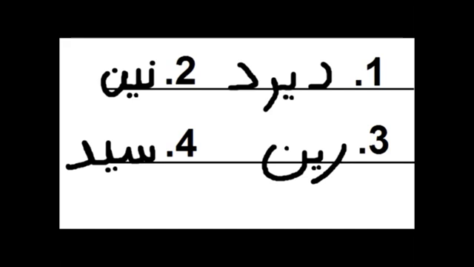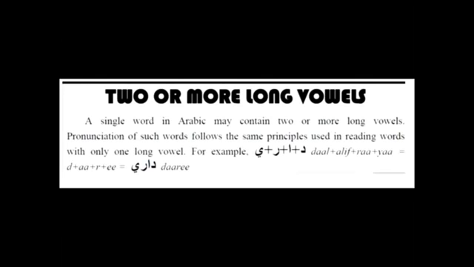So now we'll move on to our next assignment. After this, we're going to have some practice. Again, another assignment practice, quite a long one, actually, to practice words, not necessarily real words, but combinations of letters which contain at least two long vowels. A single word in Arabic may contain two or more long vowels. The pronunciation of such words follows the simple principles used in reading words with only one long vowel.